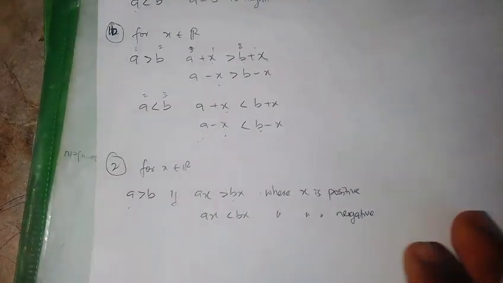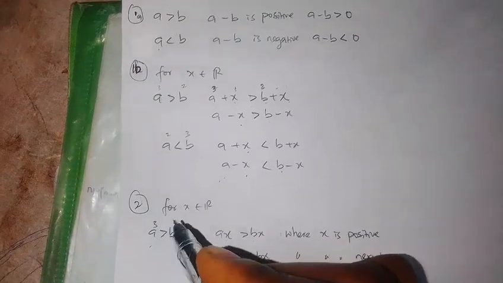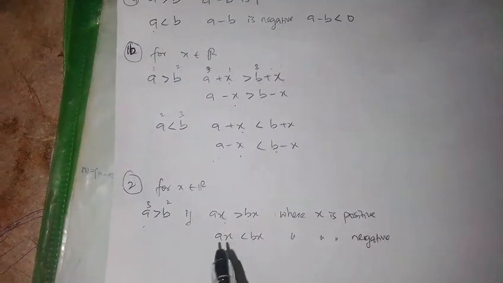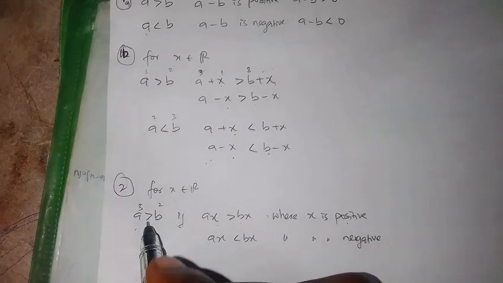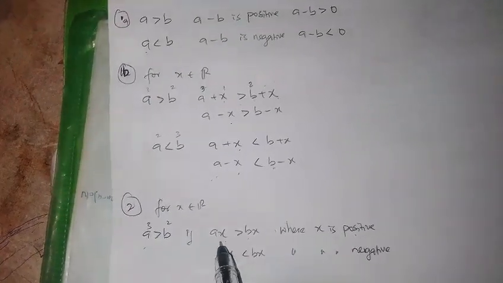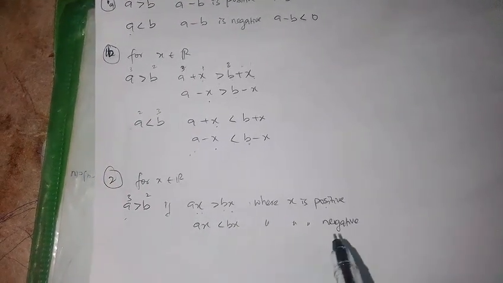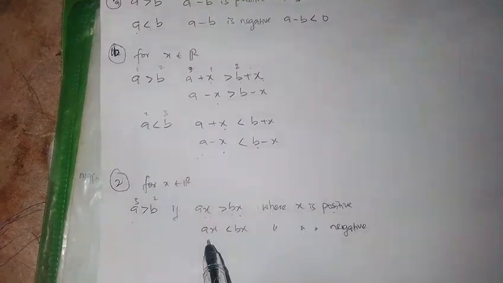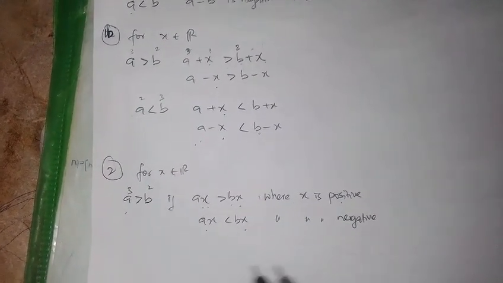Okay? So, if A is greater than B, if A is 3 and B is 2, as we're using, and then we have our X to be positive, that's plus 1. It means I'm going to have 3 greater than 2. But if I have my X to be negative, that's minus 1, this becomes minus 3 is less than minus 2. And that's actually correct. So that's like the proof of that.